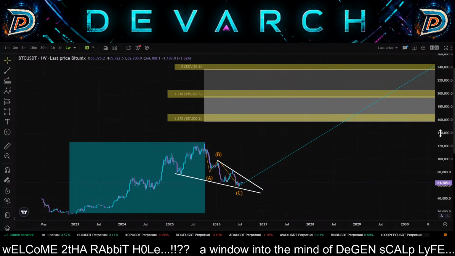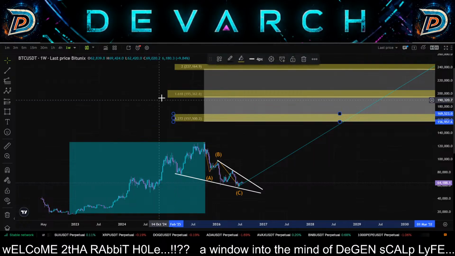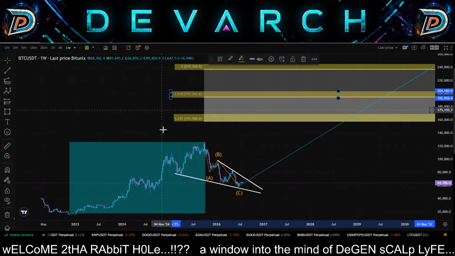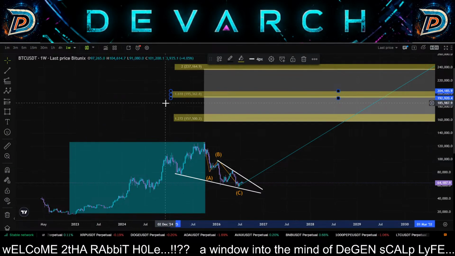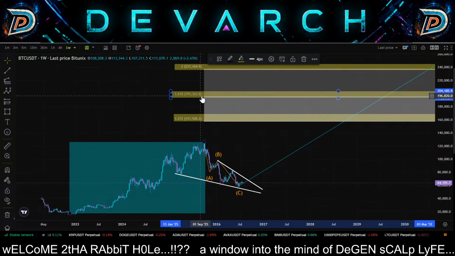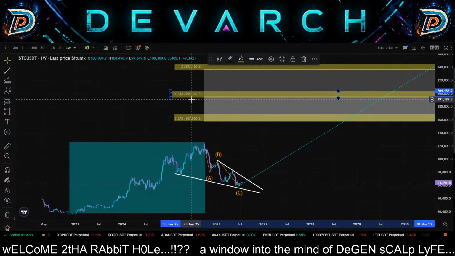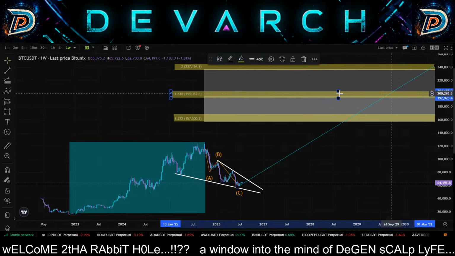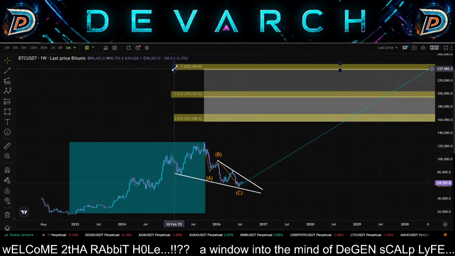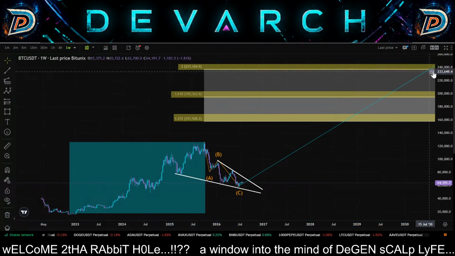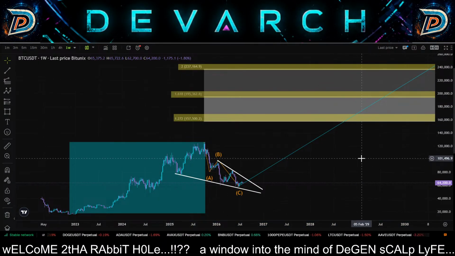And so we're looking at 160K at the 1.272 measured move target, Fibonacci extension of the current major impulse. We're looking at the 1.618 at 195, roughly 200K. And we're looking at the full Fib2 measured move target here at 240K.